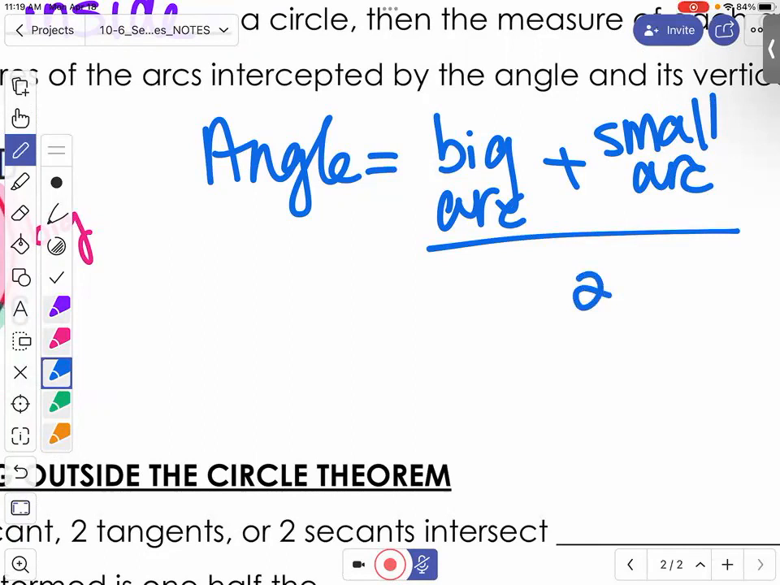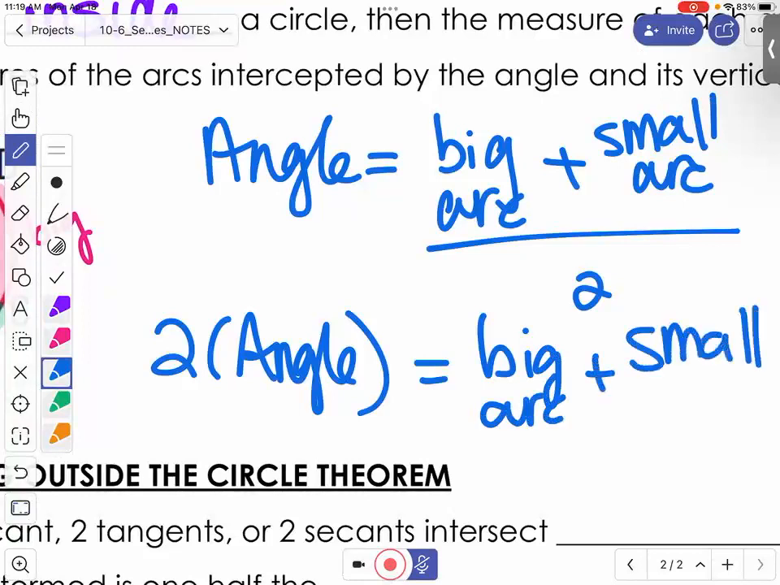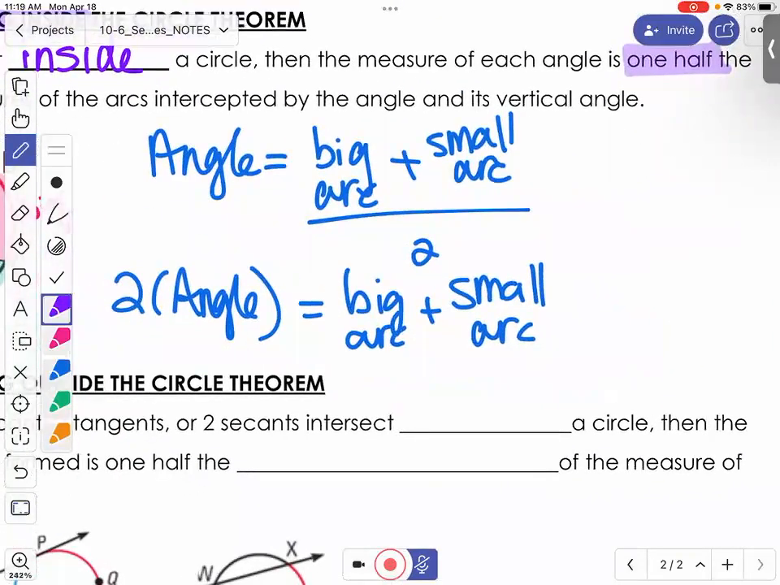Now, if we were going to solve for one of your arcs, there is another version of this that we can use that very much relates to the inscribed angle one. If I have that angle and I need one of my arcs, then I can do 2 times my angle measure, which would equal my big arc plus the small one. And again, we can use that one to solve for one of your arcs.